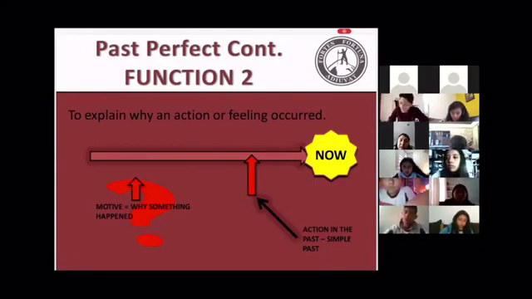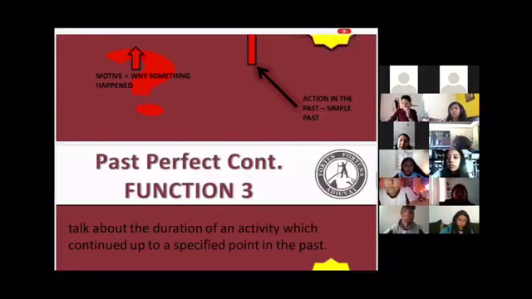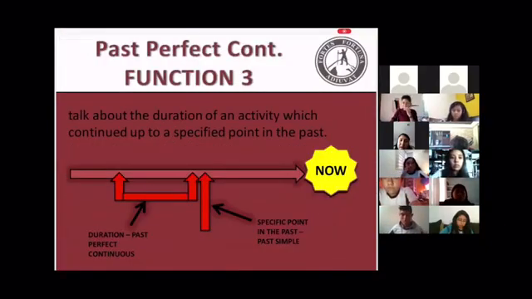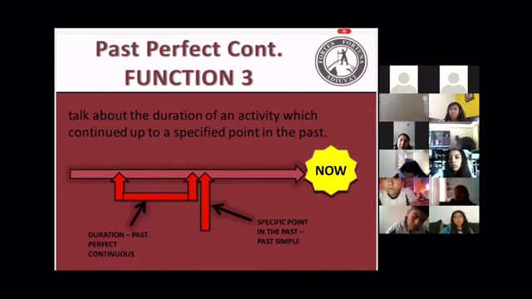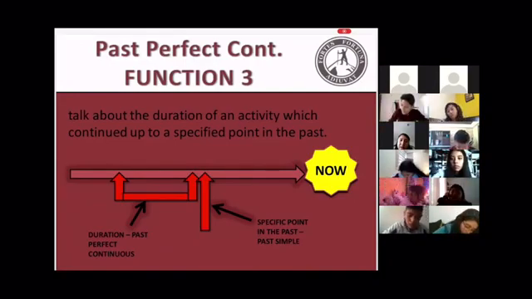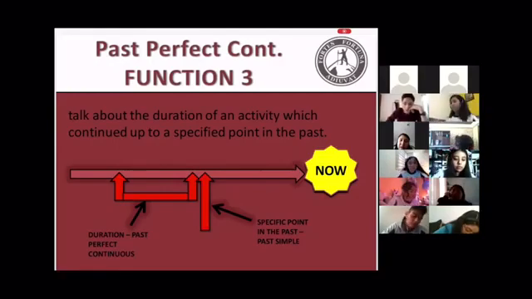So we'll go down to function 3, and then we'll have a little bit of participation. This one, we talk about a duration of time before something happened. So it's very similar to the first one, but we're talking about durations of time. I had been studying for 3 hours before I had my Cambridge exam. I had been eating for 20 minutes before the teacher noticed.